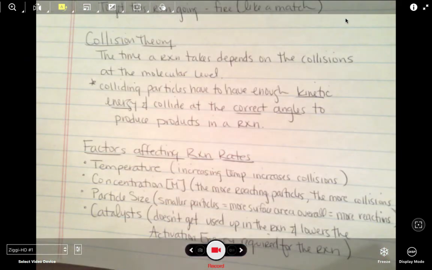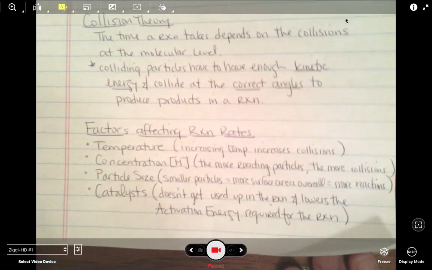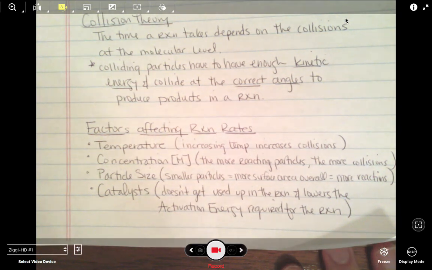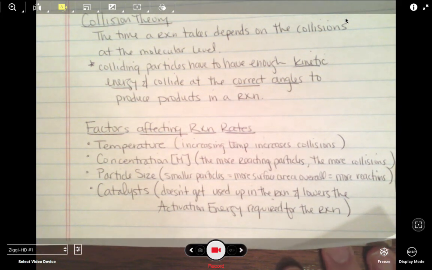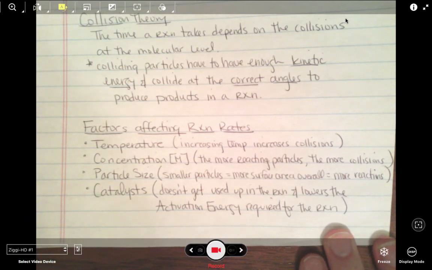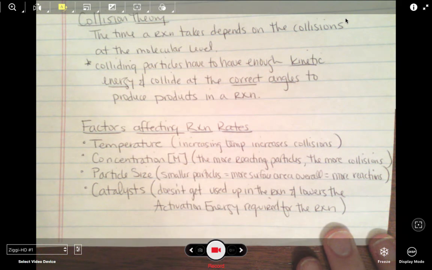There are four main factors that affect the rate of a reaction, which we can manipulate. The first one is temperature. Naturally, if you increase the temperature, the molecules are going to move faster, and if the molecules move faster, you're going to have more collisions, therefore a higher probability of reaction. Increasing the concentration: the more reacting particles you have, the more collisions you have. Again, it's just increasing the probability of having reactions occur.